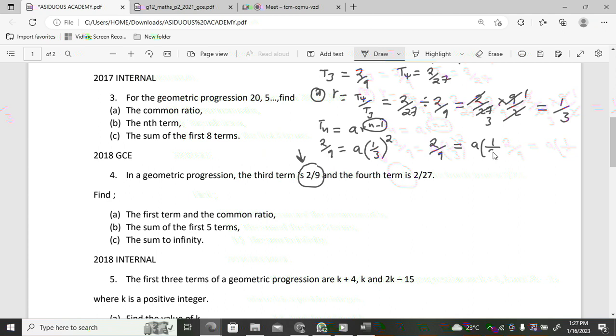And this will give us 2 over 9 being equal to a times 1 to the power 2, that will be 1. 3 to the power 2, that is a 9. So I can also write this as 2 over 9 is equal to a over 9. So this is 9, this is 9, meaning that on top also a is going to be equal to 2. So this is the first term. Are we good with that?